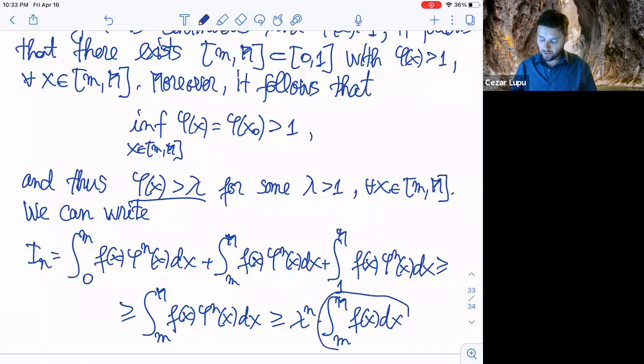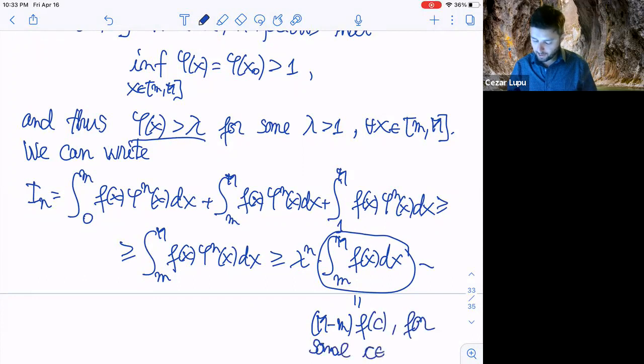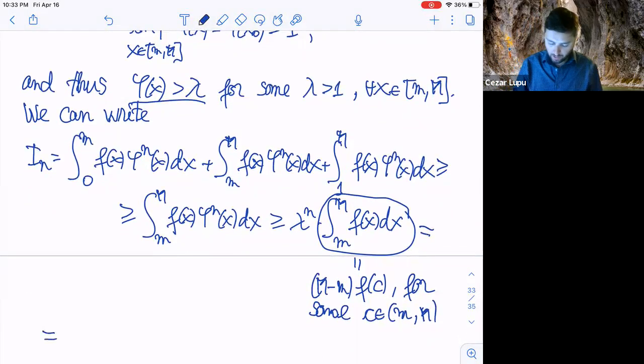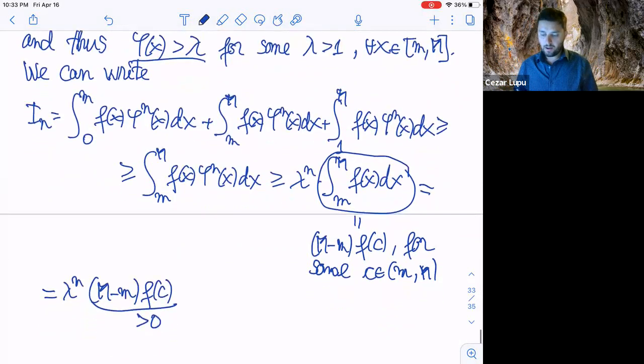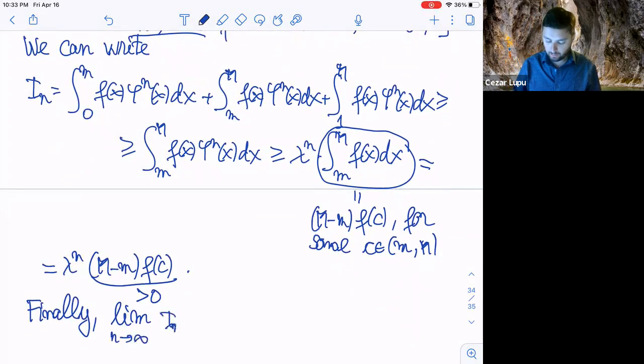But for this integral, we can use the mean value theorem, and we can express it as M minus m times f of c for some c in [m, M]. And guess what? This is quite clear: at this point, this would be equal to lambda to the power n times M minus m times f of c. Which, of course, is positive, so I don't have any problems with that. And now, clearly, finally, this will give us that the limit as n approaches infinity of I_n is positive infinity. And that's the end of the problem.